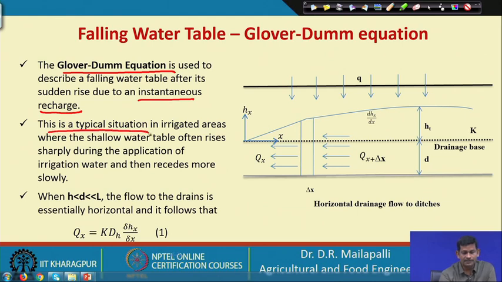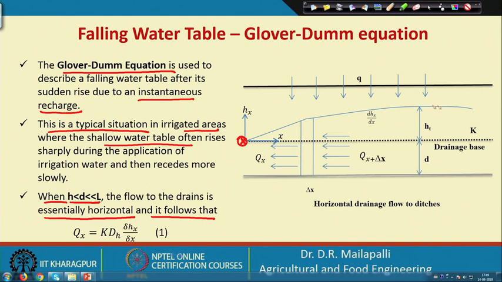This is the typical situation in irrigated areas, where you apply irrigation and the shallow water table goes down, and then after irrigation it falls down again. Basically, when h is less than d, which is less than L, the flow to the drain is essentially horizontal and it follows q x. In this schematic, this is the tile drain point, and this is the halfway point to another tile drain somewhere else.